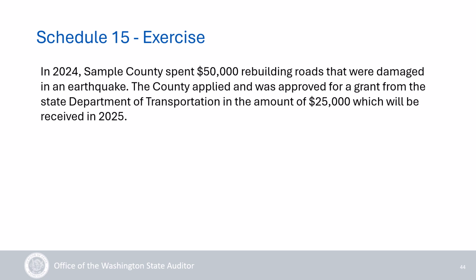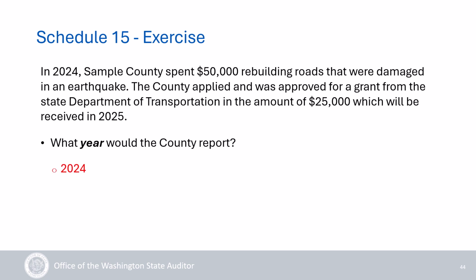So let's walk through a quick example to help us better understand how the Schedule 15 is completed. In this example, in 2024, Sample County spent $50,000 rebuilding roads that were damaged in an earthquake. The county applied and was approved for a grant from the State Department of Transportation in the amount of $25,000, which will be received in 2025. So the question here is, what year would the county report a Schedule 15 as part of their annual report?